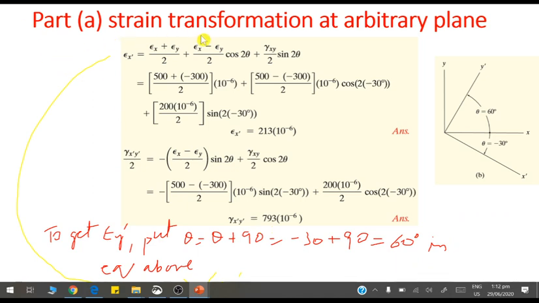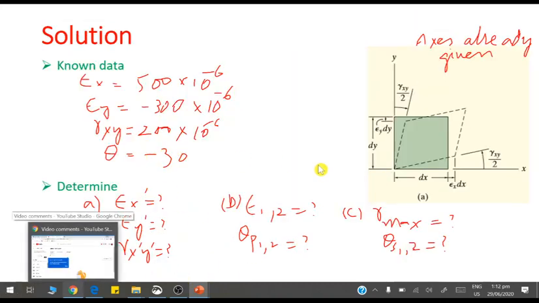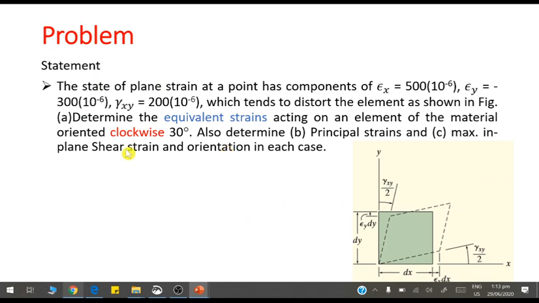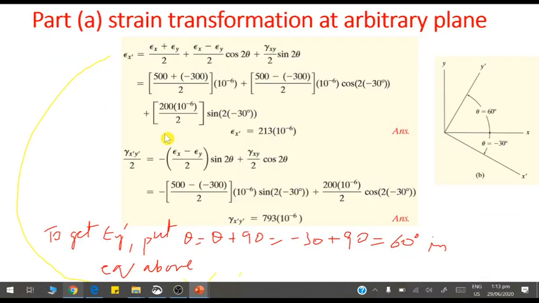In part A, strain transformation at an arbitrary plane, that is theta, and theta is given as minus 30. So applying the equation epsilon x prime is equal to epsilon x plus epsilon y by 2, plus epsilon x minus epsilon y by 2 times cos 2 theta, plus gamma xy by 2 times sine 2 theta. Putting the values, the answer will be epsilon x prime equal to 213 times 10 to the minus 6.